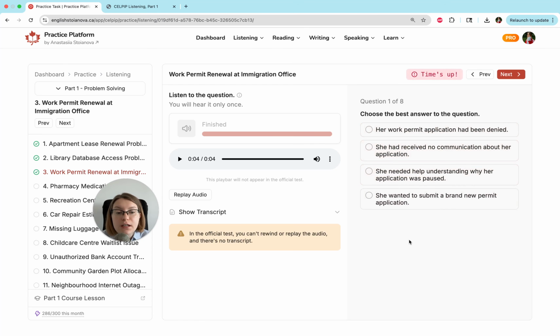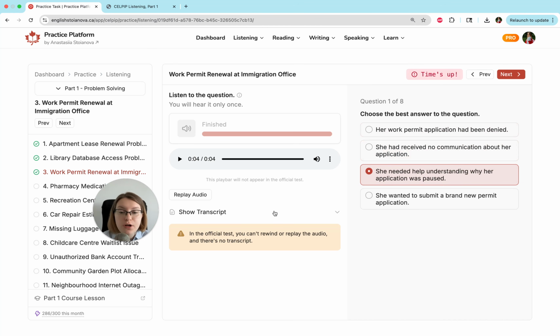So as you could see here, her problem was that it's not like she wanted a new application, or it's not like they denied it, so we can eliminate these options. And we only have two left. She had received no communication, or she needed help understanding why her application was paused. Yeah. So actually, why number 2 is not correct, because she had received a letter and she specifically said that. She explicitly said that. So we cannot choose this one, right? That's why we have to choose this, because that's closest to what we heard in the text.